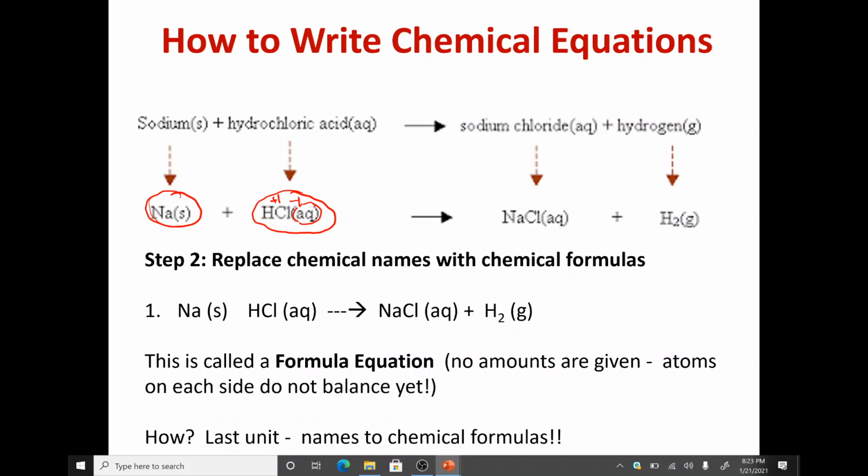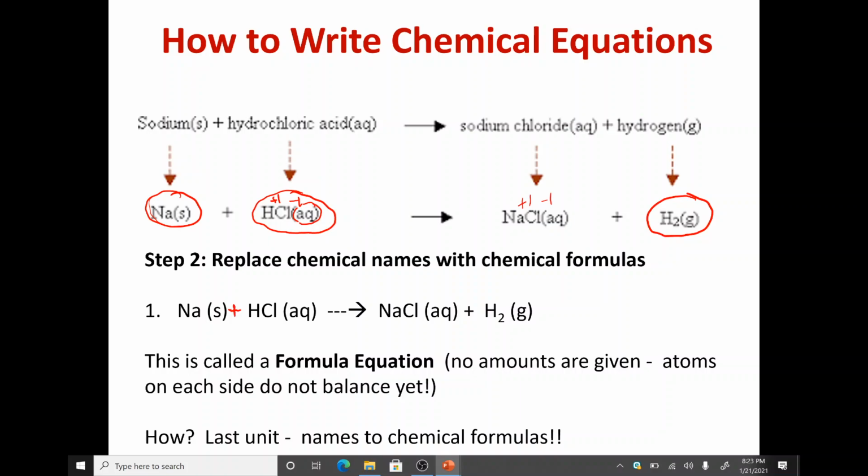We made it sodium chloride, but how we got that is we put in our charges, we crossed them over, we did our due diligence, making sure we got the right formula and the right subscripts. It just so happens they're onesies. Interestingly, hydrogen gas is H2. So anyway, that's our skeleton equation, by the way.